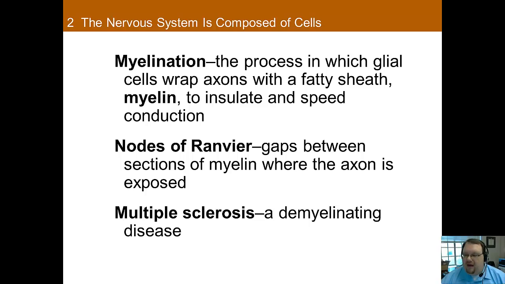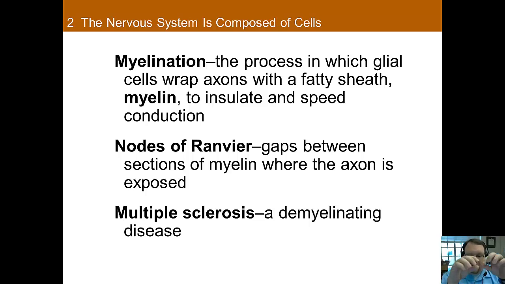So myelination is an extremely important process in the nervous system. It's the process by which glial cells wrap axons with a fatty sheath that we call myelin, and this insulates the axon, and it makes for a much faster transfer of information. We'll get into this a lot more later, but much faster transmission.